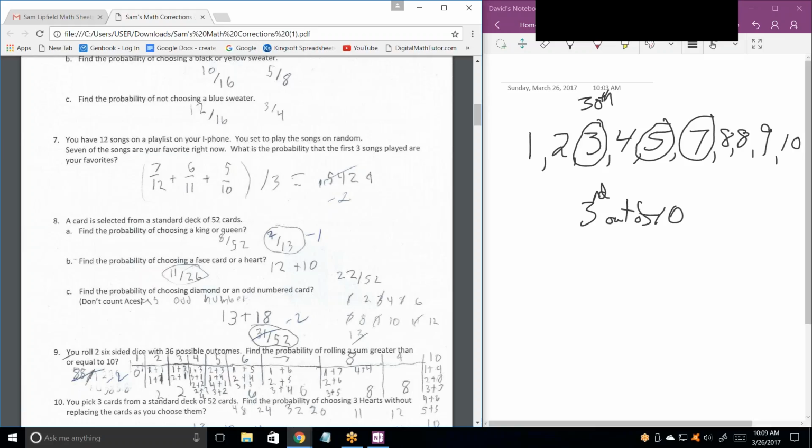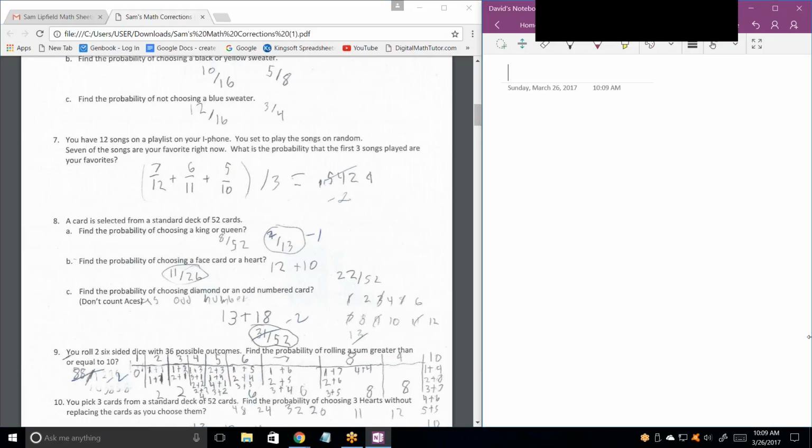All right, let's look at number 7. Seven of the songs are your favorite right now. What is the probability that the first 3 songs played are your favorites? The only thing you did wrong there was you need to multiply, not add. In other words, what is the probability that the first song played is one of your favorites? That's a correct statement. That has to occur.